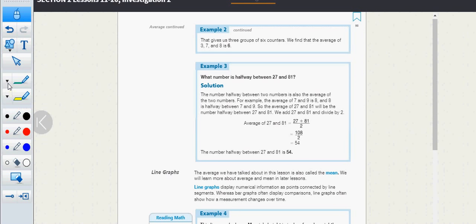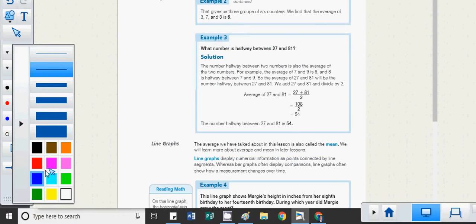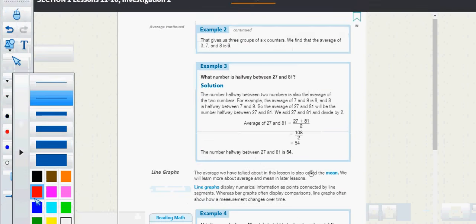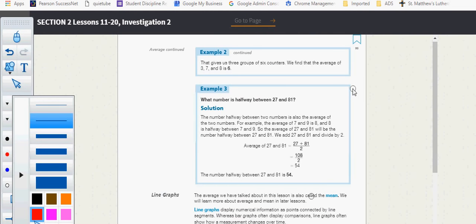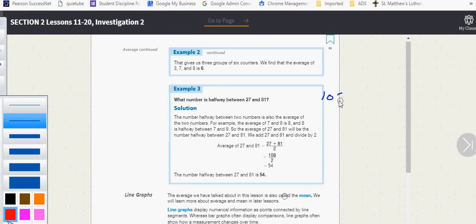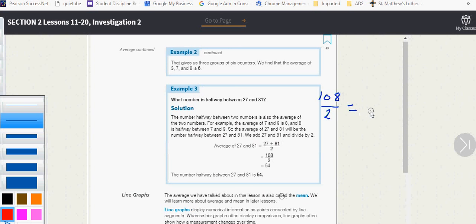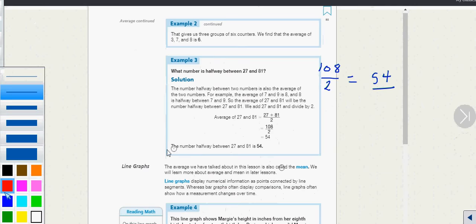If you're given two numbers and you say, what's halfway? That's the same thing as saying, what's the average between these two numbers? Add them up, 27 plus 81. You can check me in the calculator, but 108 divided by how many numbers? Halfway means there's two. Divide that out to an even 54. 54 is the number that's halfway between those two numbers.